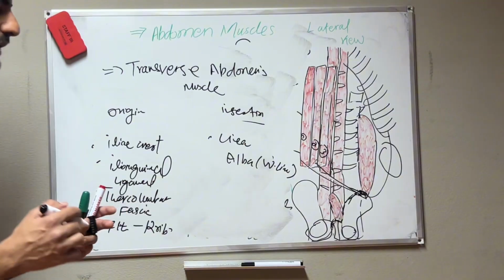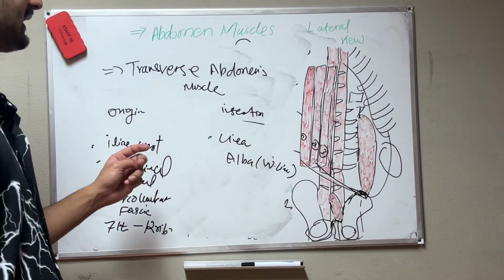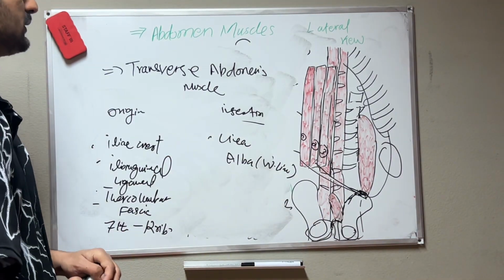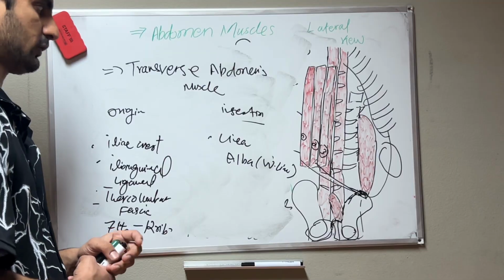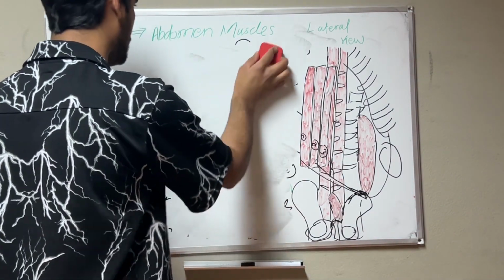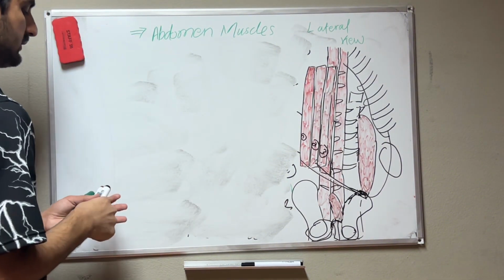These are the lateral group of muscle of the abdomen: external oblique, internal oblique, and transverse abdominal muscle, whose origin and insertion we discussed. Then we have the second group, the anterior group of muscle of the abdomen, in which we have two muscles.